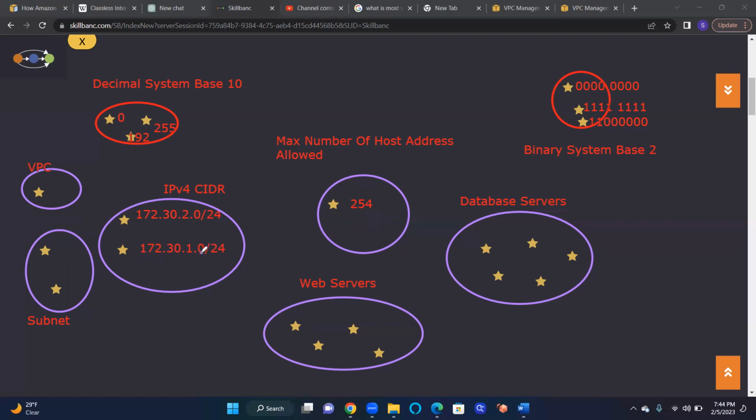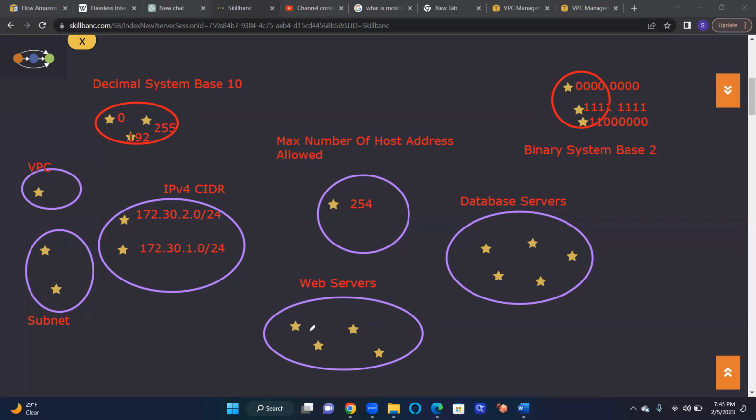Because the 00000000 is the network address, the subnet address itself, and the 11111111, for example in this case 172.31.255, will be used for the broadcast address. So that is also reserved for network operations. So only from 1 to 254 you can utilize and assign those numbers to these web servers.